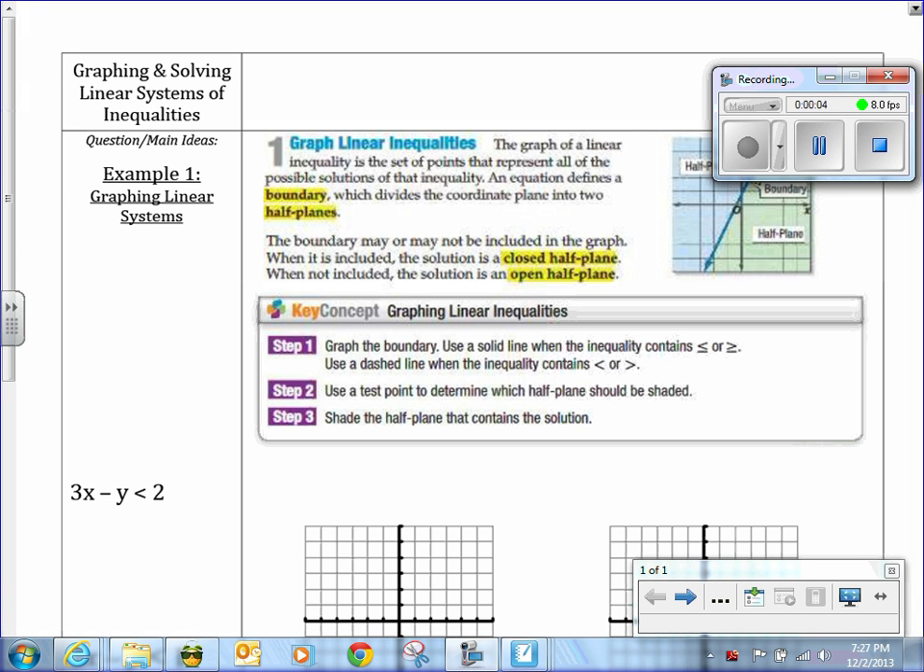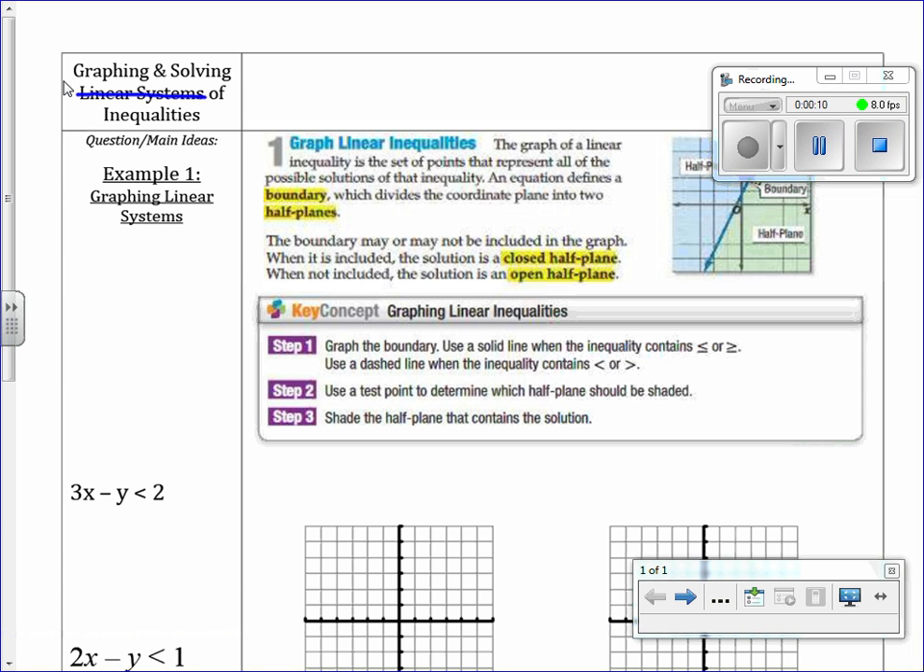Okay, so now what we're going to do is we are not going to do graphing and solving linear systems of equalities. We're just graphing linear inequalities. So we're not doing systems. We'll talk about that probably the next unit. But we're just going to be doing linear inequalities.